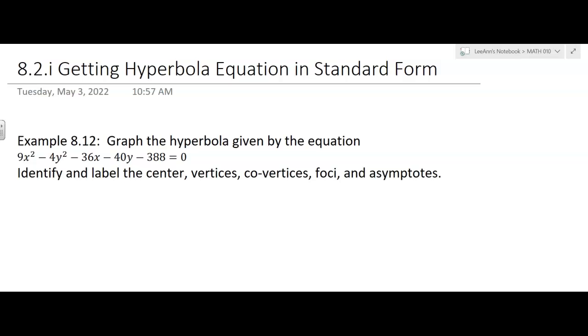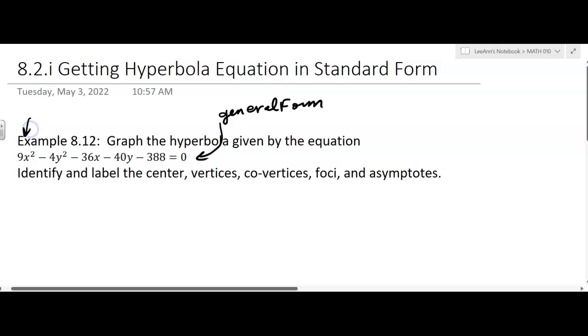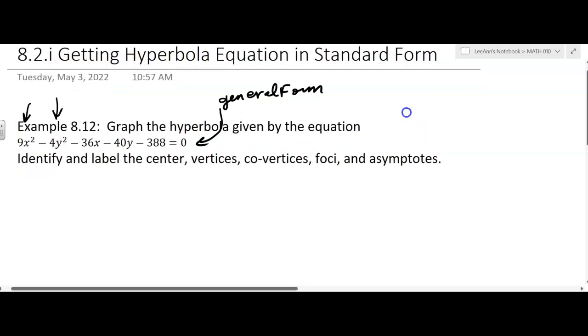Okay, so they give us an equation, but this equation is in general form, not standard form. So we'd really like to get it in standard form. Now, you know that with the hyperbola, we have two types of equations: either the x squared's first minus the y squared part, or the y squared's first minus the x squared part. And different things can happen. So it looks right now like we have x squared being positive and y squared being negative. So we'll go with that and we'll see what happens.